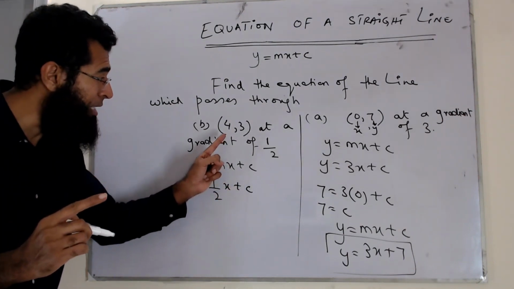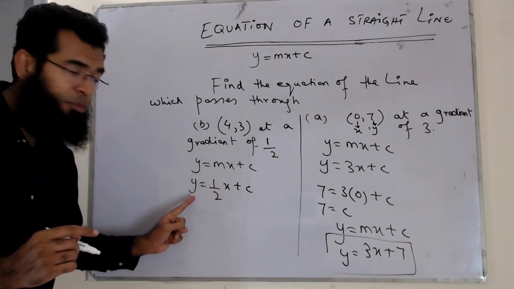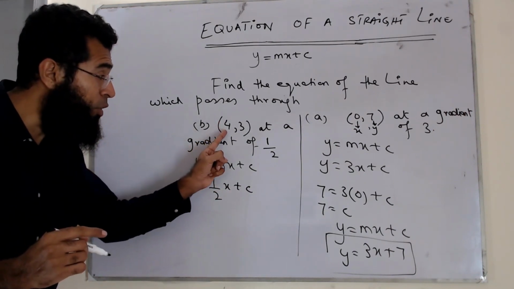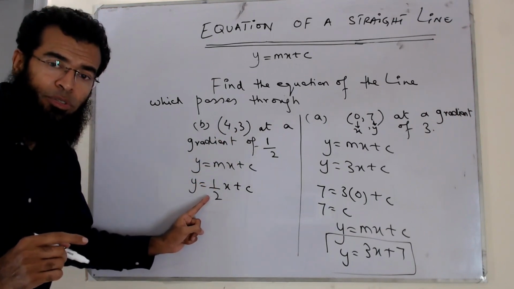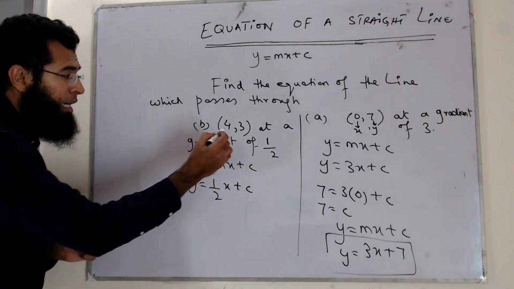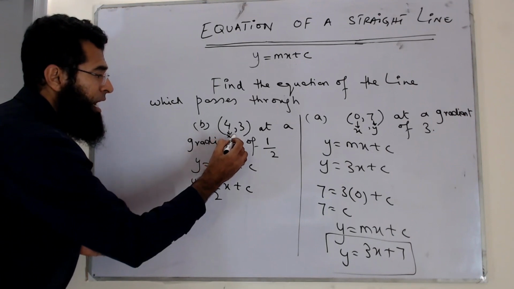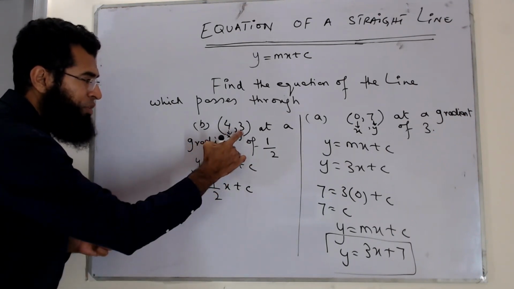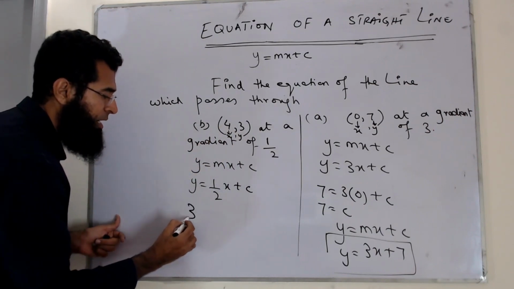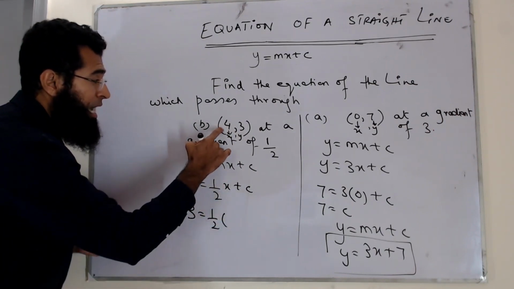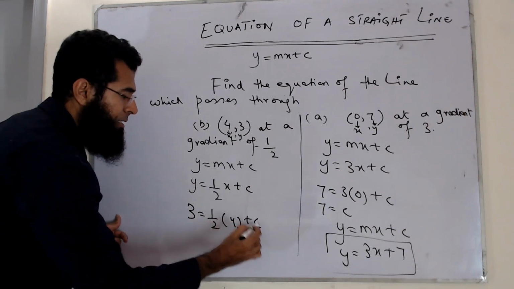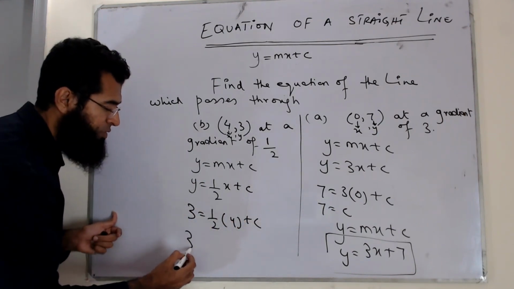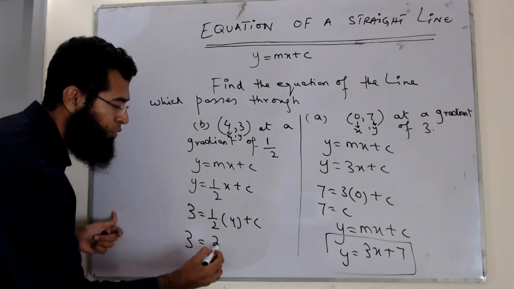So let's plug in the values of x and y. Because this point lies on the line, that means the coordinates will satisfy this equation. Clarity? So this is your x coordinate and this is your y coordinate. So put 4 in place of x and 3 you plug in y. So this will become 3 is equal to half, x is 4, plus c, right? So what is 4 over 2? Let's simplify this term. So this will become 4 over 2 is 2 plus c.